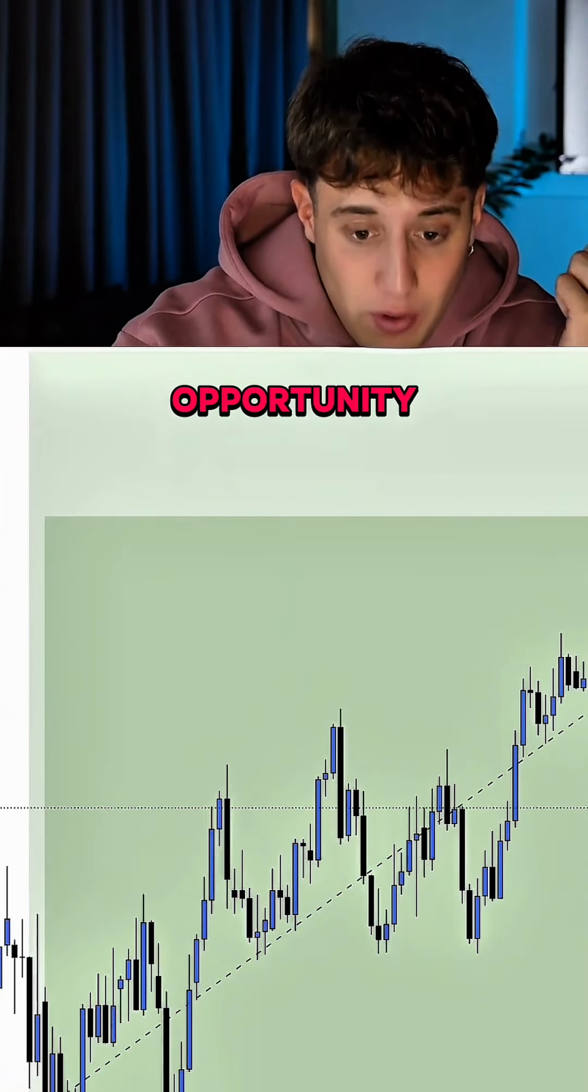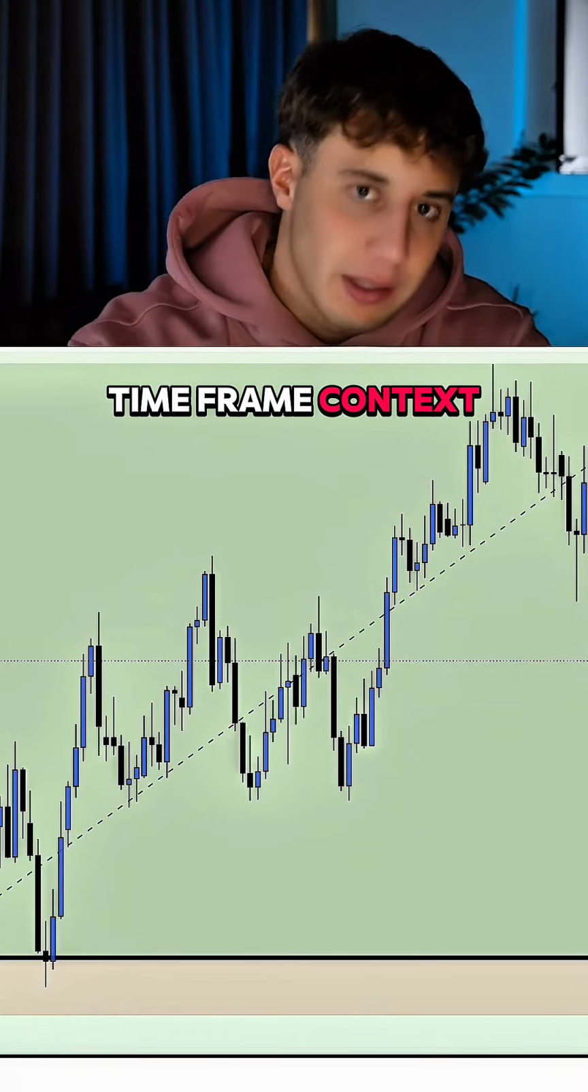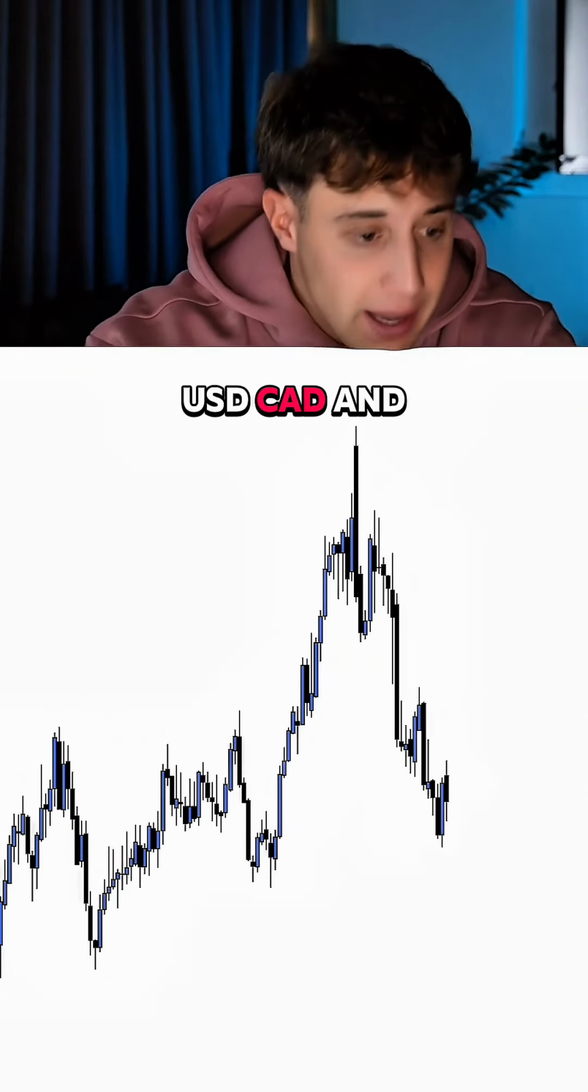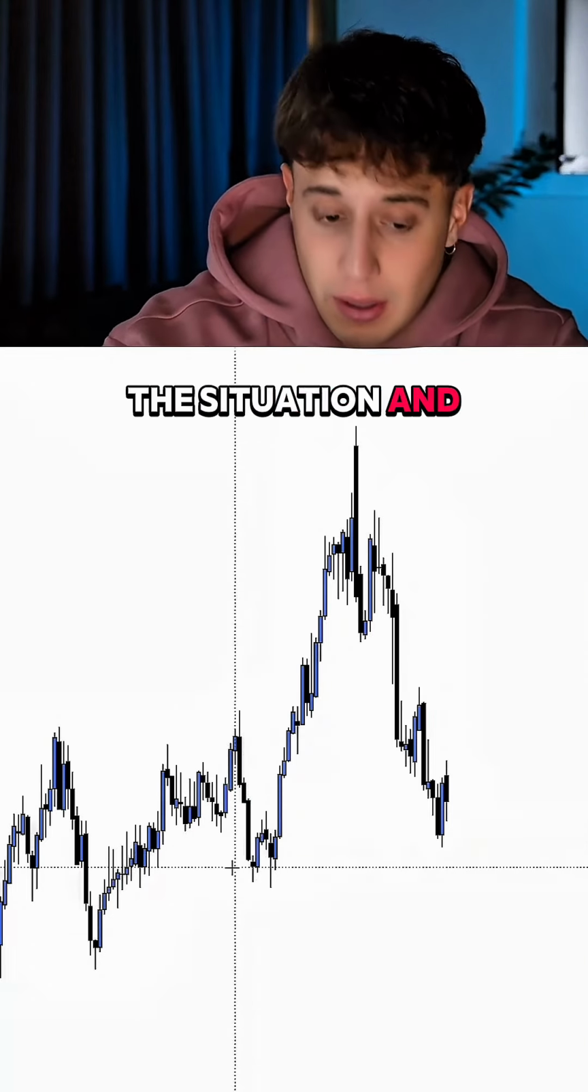This would have been a trade opportunity. And now let's see how we could have approached it using a multi-time frame context. We're looking at USD CAD, and I'll start from the higher time frames, so from the weekly, to understand the situation and the general bias.